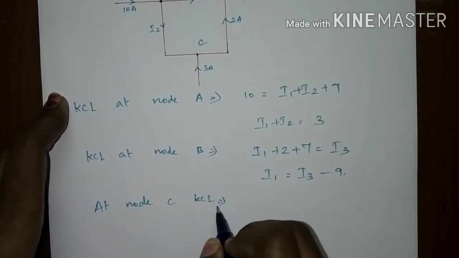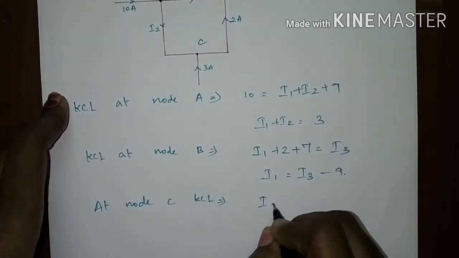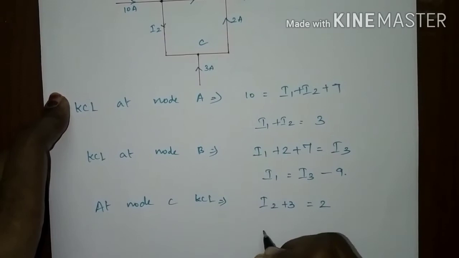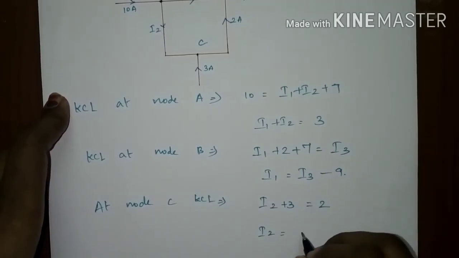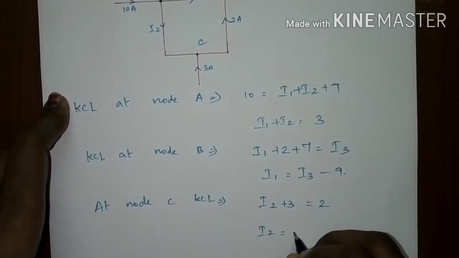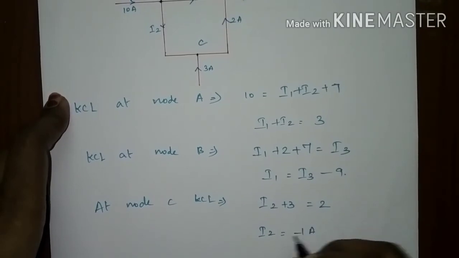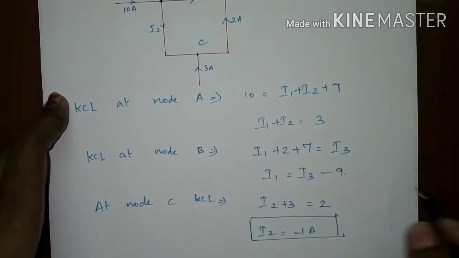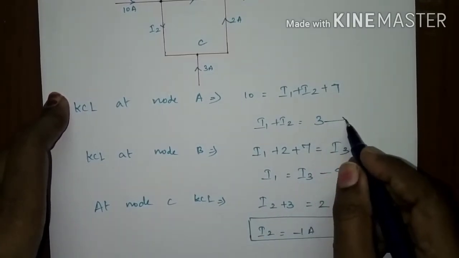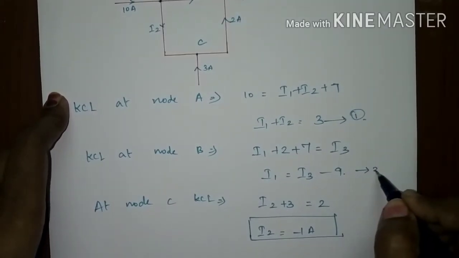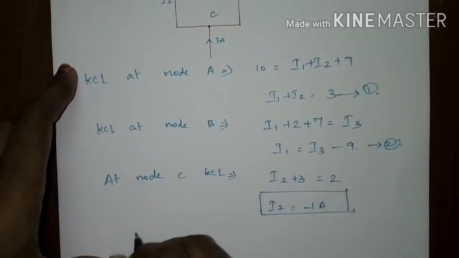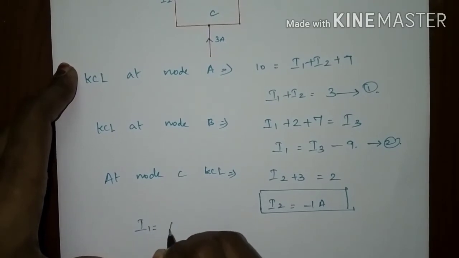And at node C, if we apply KCL, incoming currents are I2 plus 3, outgoing current is 2. The value of I2 is equal to minus 1 ampere. Now substitute the value of I2 in equation 1. Assume this as equation 2. If you substitute the value of I2 here, you will get the value of I1 as 4 ampere.